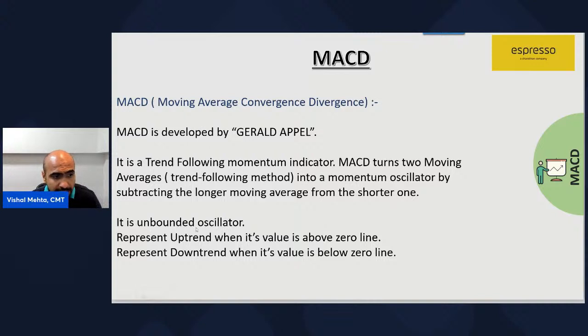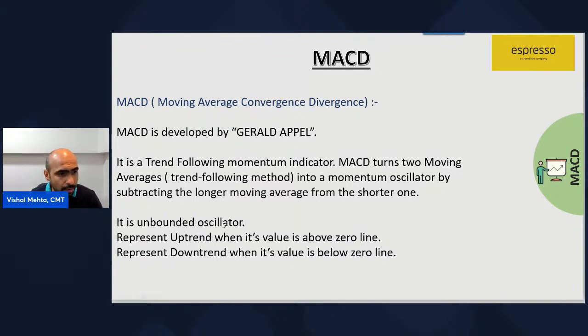It is also called an unbounded oscillator. Because if you take RSI, stochastic, or the CCI channel, they can go only between 0 and 100. They cannot go below 0, they cannot go above 100. That's why they are bounded. But MACD can go anywhere. It can go to 100, it can go to 200, because it is nothing but the difference between a short-term moving average and a long-term moving average.